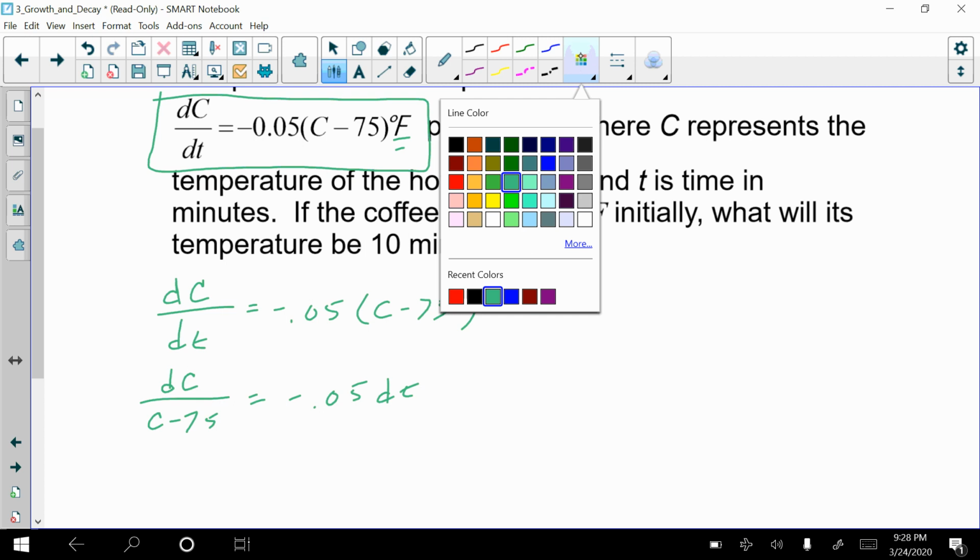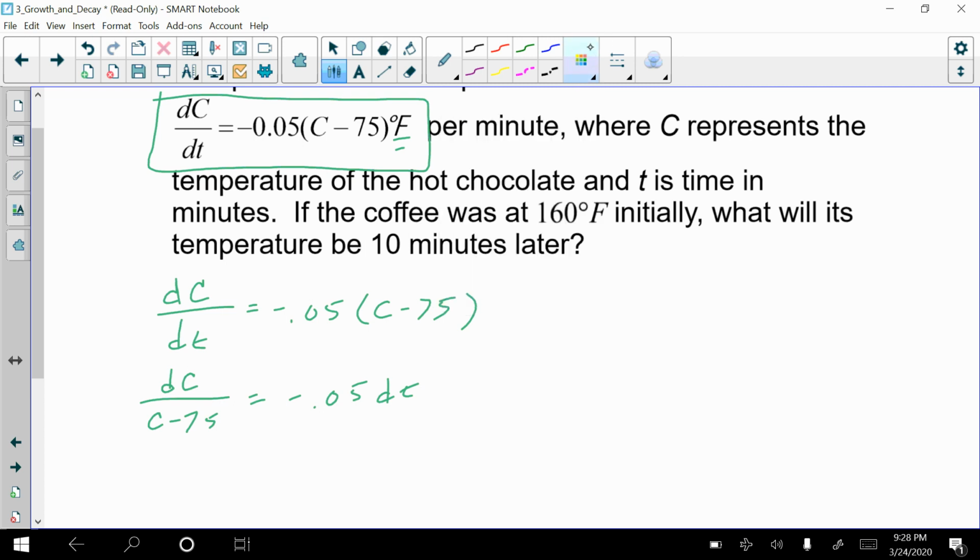And just like what we did in the first example, where we proved that equation that you've probably already been using in previous math classes, this is where we're going to take the integral of both sides. Let's see what happens from here.